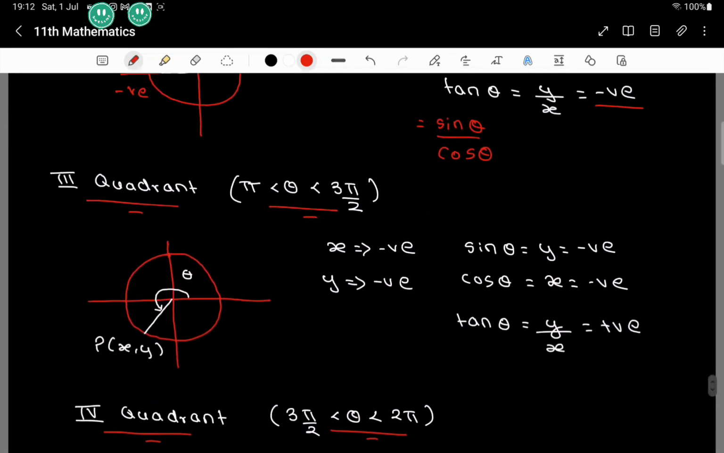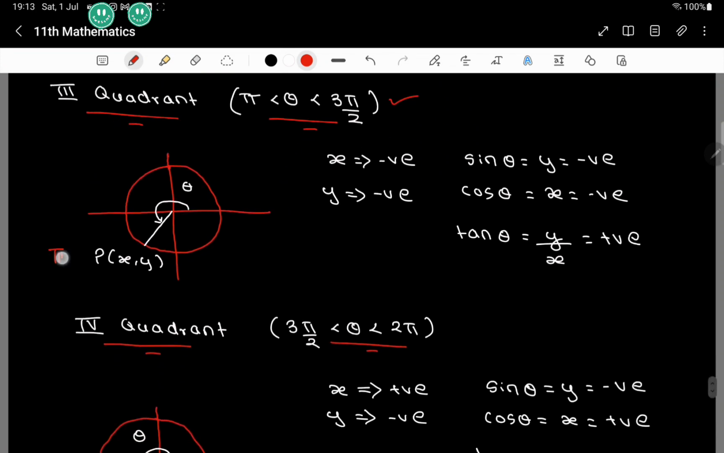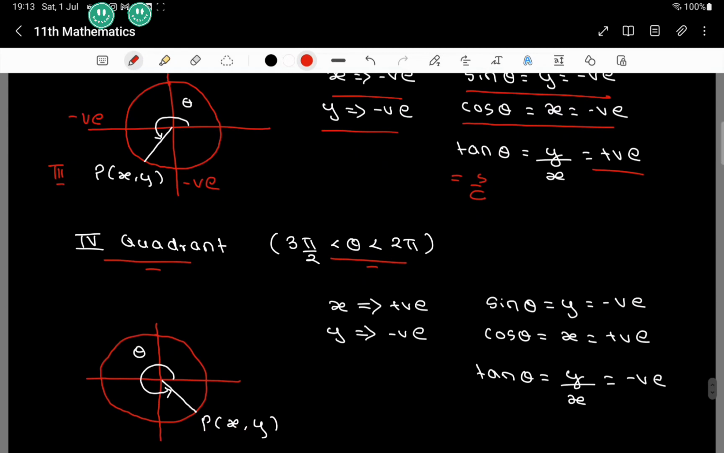Okay, chalo. Now in third quadrant, theta lies between 180 degrees and 270 degrees. This is the third quadrant. Clearly from the figure we can see that x is negative and y is also negative. Therefore sine theta is negative, cos theta is also negative, but tan theta, which is sine upon cos, is positive. So in third quadrant, we have both sine and cos negative, whereas tan is positive.